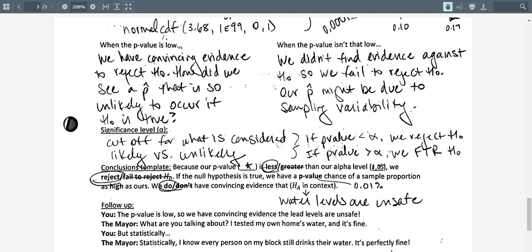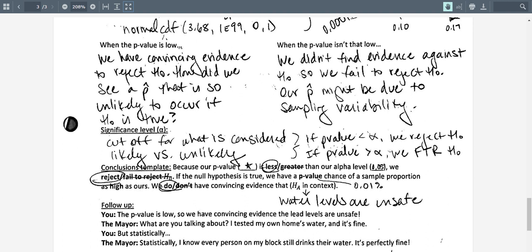The significance level alpha is simply a cutoff for what we think is likely versus unlikely, so that we're all using the same sort of goalposts. So if your p-value is less than your alpha level, we reject the null. If it's greater than the alpha level, we fail to reject it.